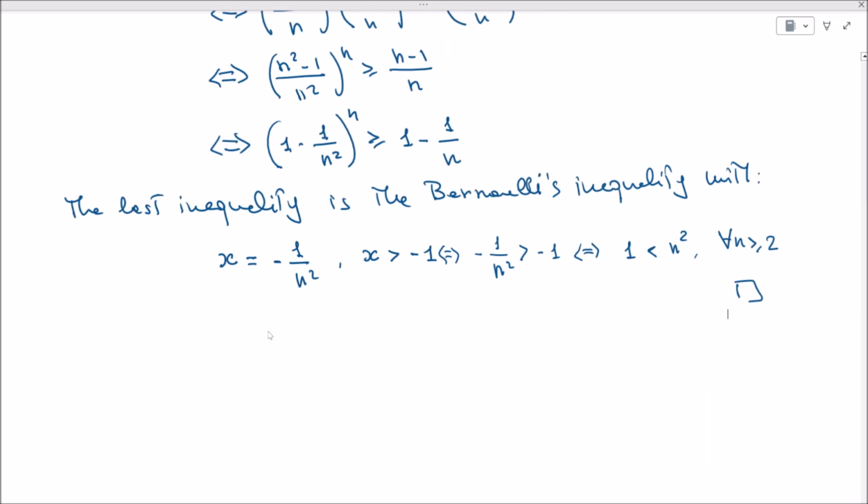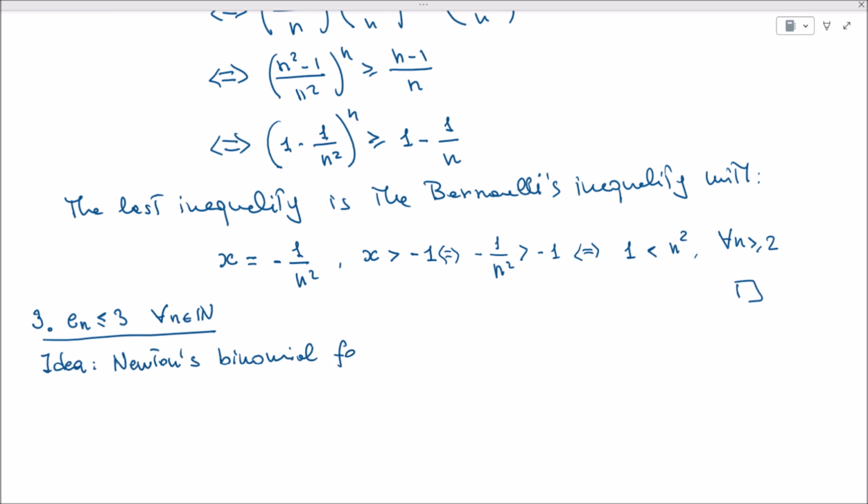Let's now prove the third part, namely the fact that En is less than or equal to 3 for every natural number n. To prove this inequality, this is the basic idea: let's use Newton's binomial formula, which I assume you to be familiar with.